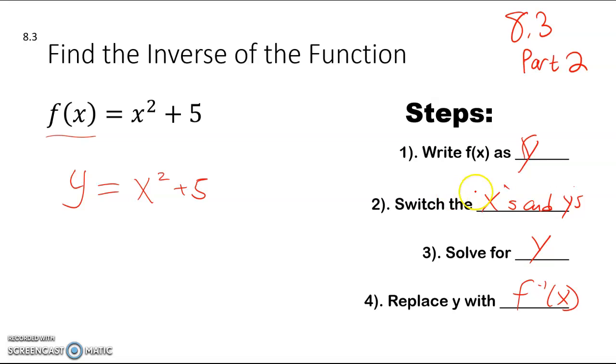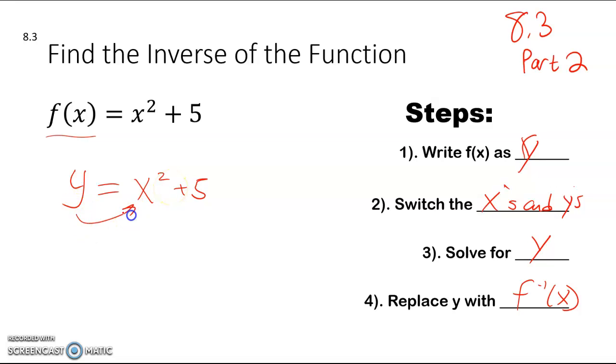All right, so again, those are the steps. You write f of x as y, switch the x's and y's, solve for y. The last step, not that important, is to replace with f of negative 1 of x. It's mostly just the solving here. So let's go ahead and do this. I already wrote the y here, so y equals x squared plus 5.